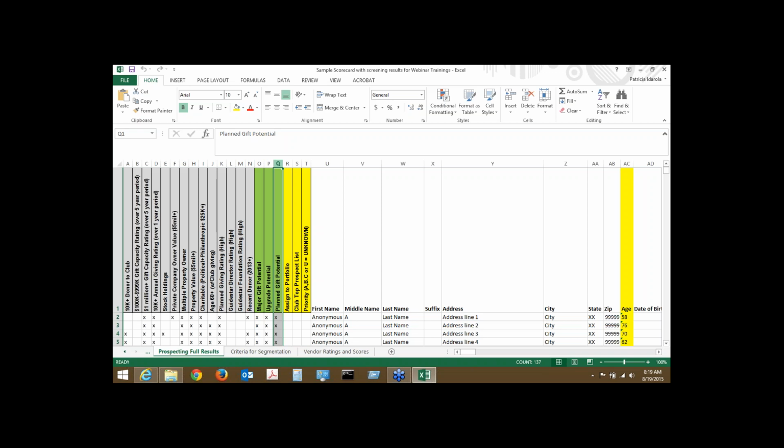65 plus multiple property owner, 65 plus stock ownership, company ownership, political donors. Those are the types of things that were looked at for this particular segment. The reason that this file is set up this way is so that it can allow you to filter.